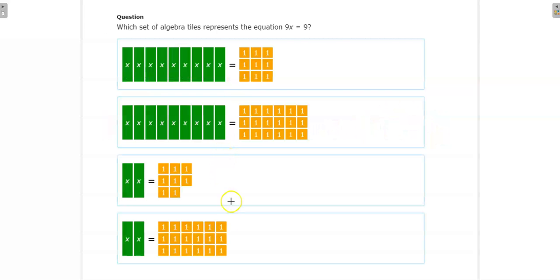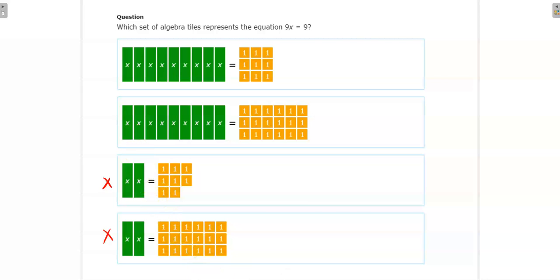For the next question, they ask us which set of algebra tiles represents the equation 9x equals 9. So we're looking for 9 x's. Well, we can see right away that there are too few x's here. So we can definitely rule out the last two as being incorrect answers.